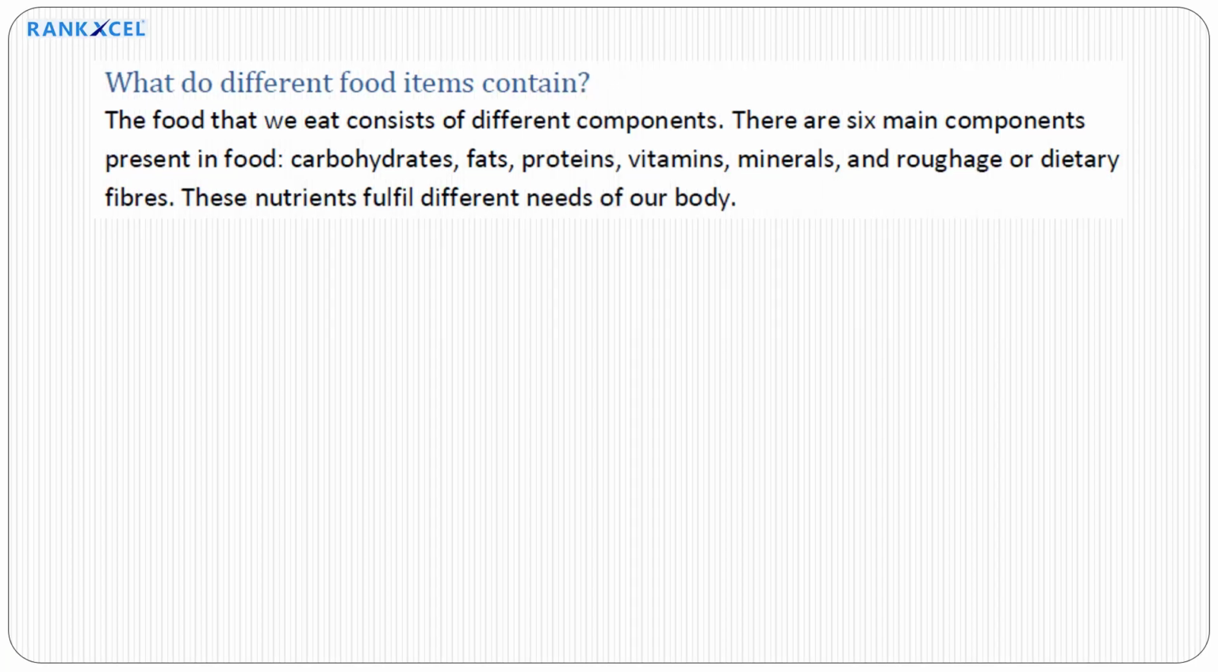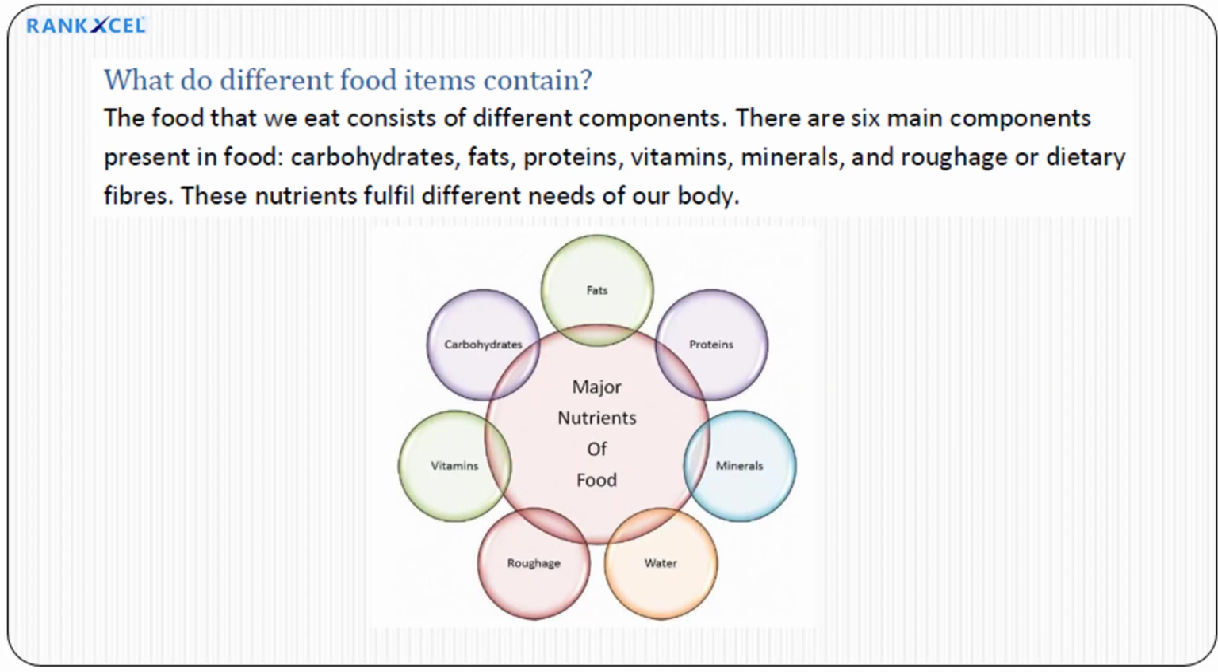What do different food items contain? The food that we eat consists of different components. There are 6 main components present in food: carbohydrates, fats, proteins, vitamins, minerals, and roughage or dietary fibers. These nutrients fulfill different needs of our body.